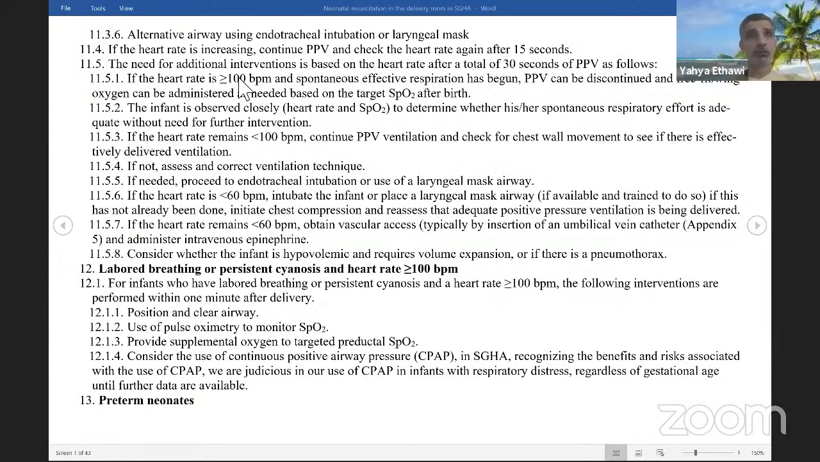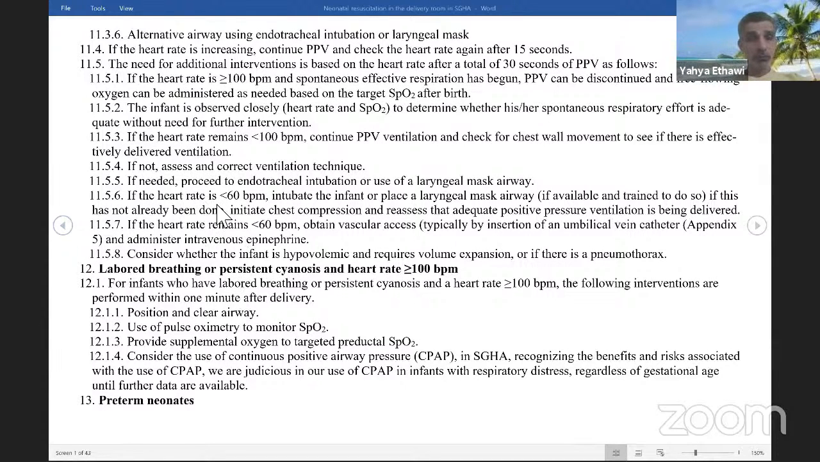So first we say, is the baby term? Is the airway clear? And is the baby breathing and crying? That's the decision to resuscitate. The second, after 30 seconds, now we look at breathing and crying and heart rate. After 1 minute, we only look at the heart rate: above 100, between 60 and 100, and below 60. And that's how we decide to continue ventilation or not.